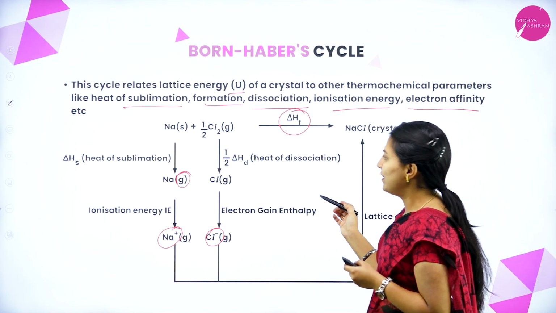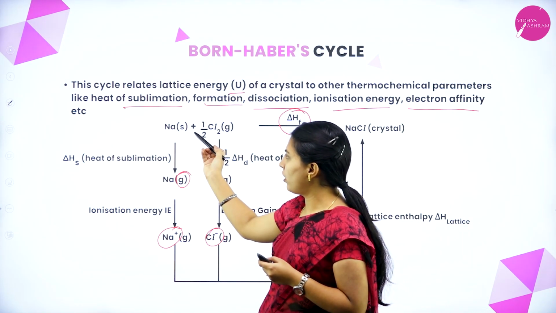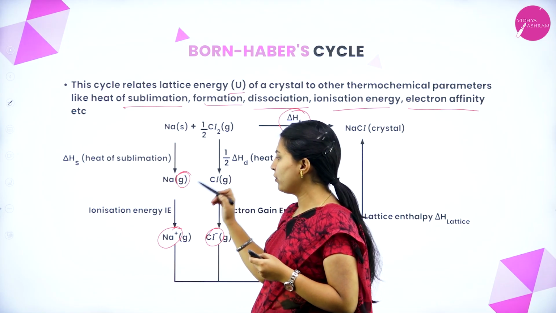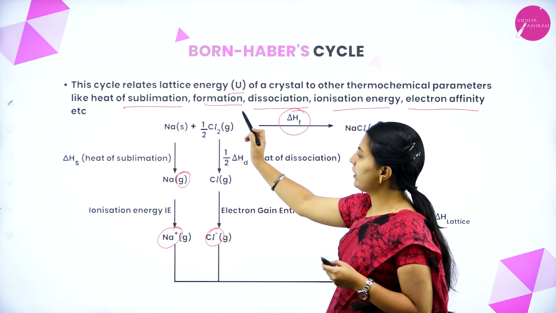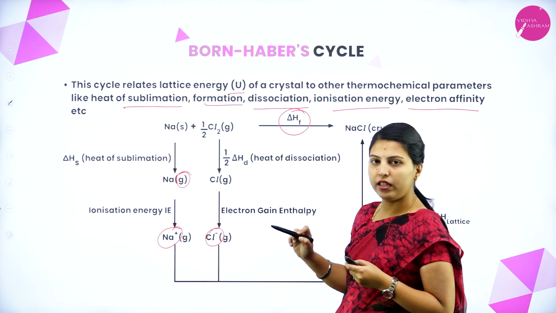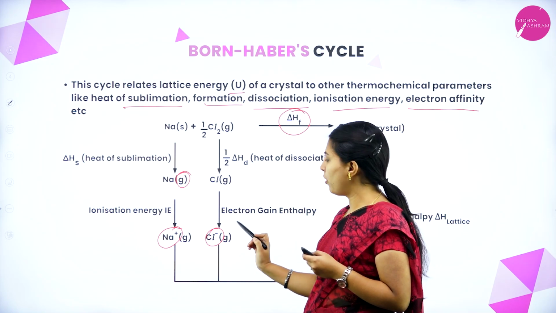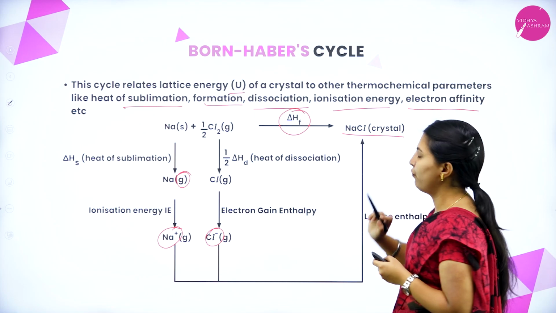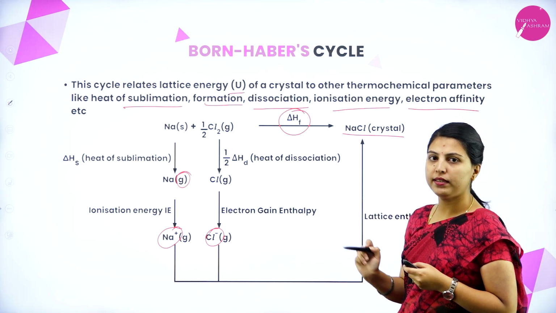Once again, let me explain how these parameters move. Solid Na is converted into gaseous Na. From that, using ionization enthalpy, it forms the cation. Similarly, chlorine in the gaseous state is dissociated into gaseous chlorine atoms. By using electron gain enthalpy, it forms the chloride anion. From the cation and anion, the crystal forms by using lattice enthalpy. This is about the Born-Haber cycle.